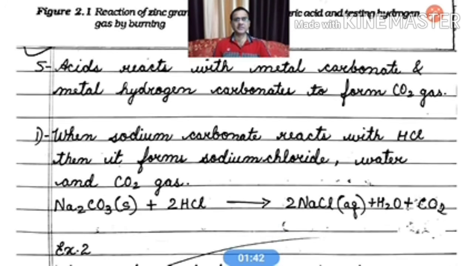Next property of acids. Acids react with the metal carbonates and metal hydrogen carbonates to form CO2 gas. एसिड की एक यूनिक फीचर होता है कि whenever the acid reacts with the metal carbonate, like sodium carbonate, calcium carbonate, magnesium carbonate, और metal hydrogen carbonate, जैसे for example sodium hydrogen carbonate, that is also called bicarbonate. तो either we say this metal hydrogen carbonate, or as an example we say sodium hydrogen carbonate, and sodium hydrogen carbonate is also called sodium bicarbonate. So keep in mind sodium bicarbonate and sodium hydrogen carbonate have the same meaning.